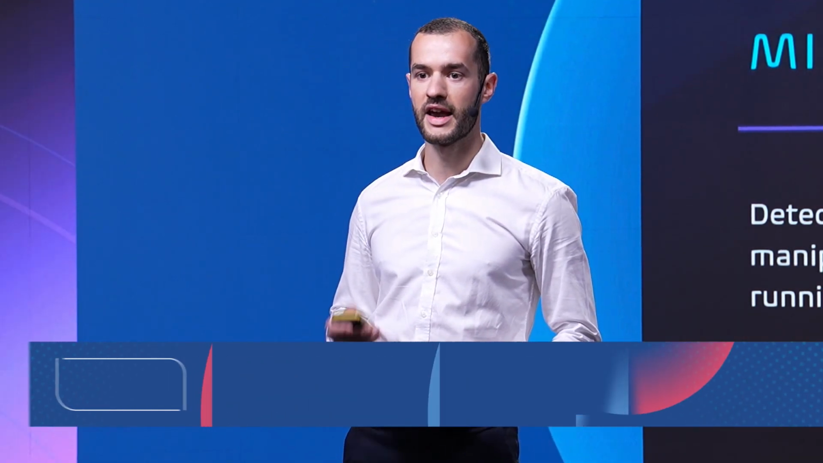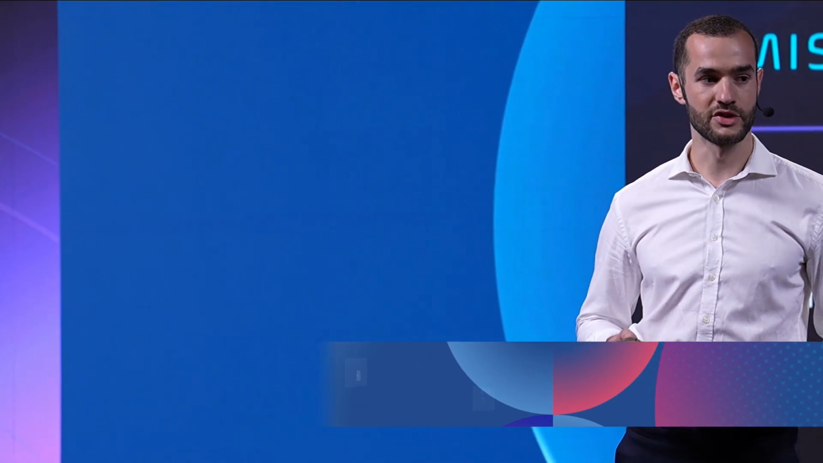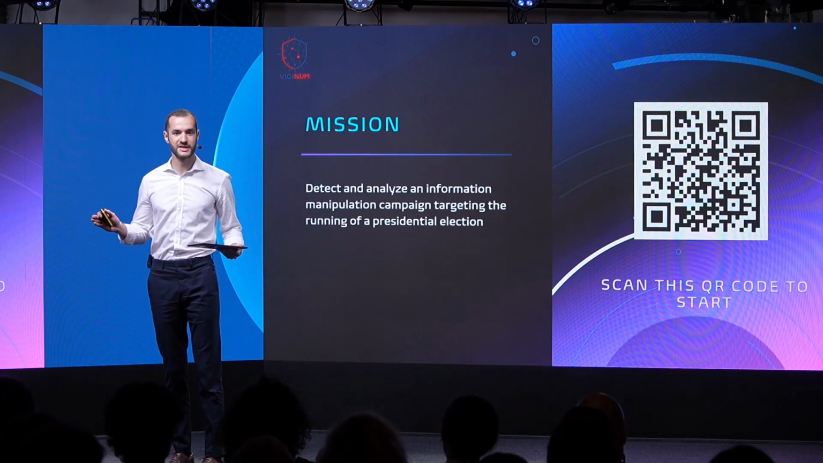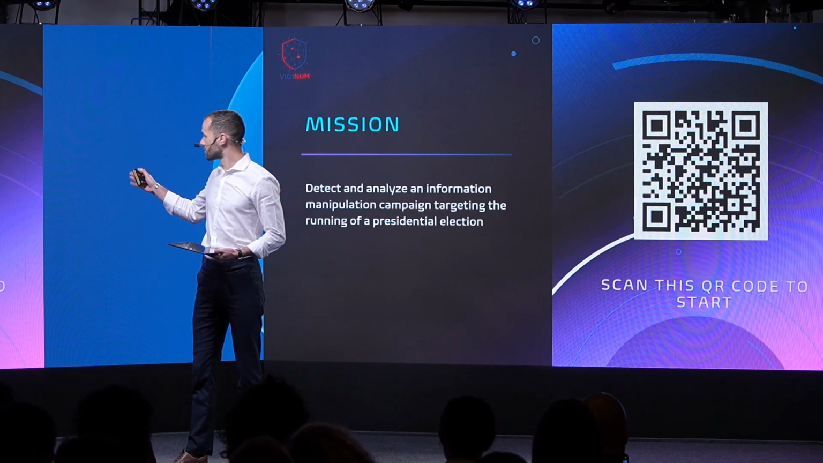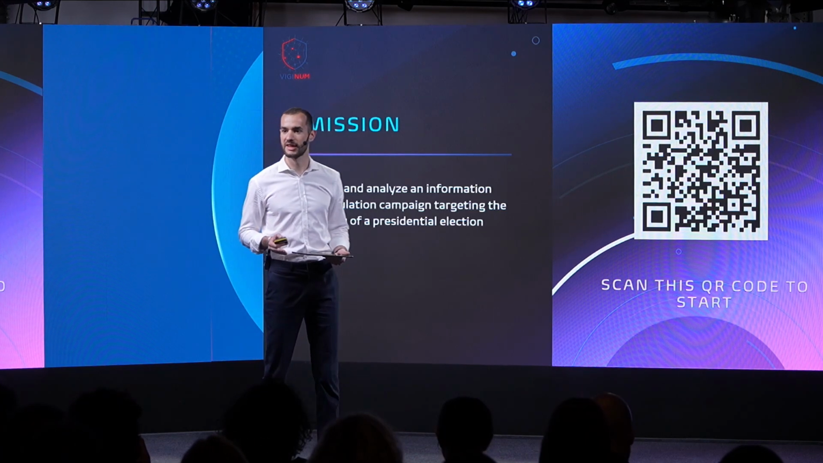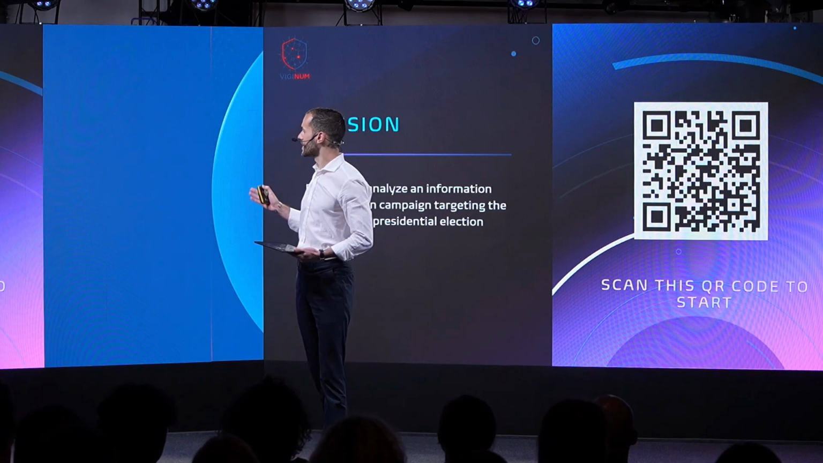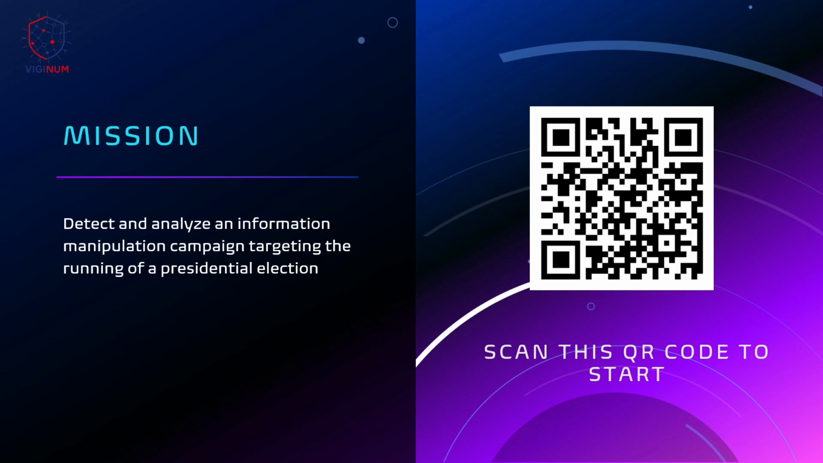For the next 15 minutes, your mission, if you accept it, will be to detect and analyze an information manipulation campaign targeting the running of a presidential election. Sounds exciting, right? But before we start, let me introduce to you your main tool as an analyst today. It's called Slido, and through this QR code, you will be able to detect and step-by-step counter this disinformation campaign. I give you time to scan this QR code, and if you don't, no worries, it will appear every time I ask you questions.